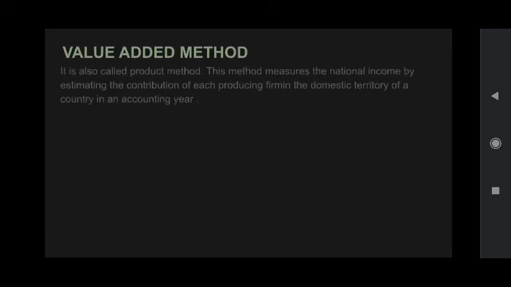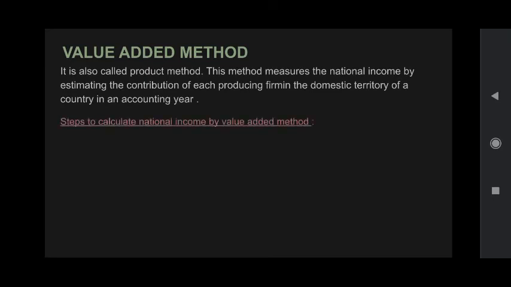Let's talk about the first method, that is the value added method, what it is all about. It is also called, like I told you, the product method. It measures the national income by estimating the contribution of each producing firm in the domestic territory of a country in an accounting year.